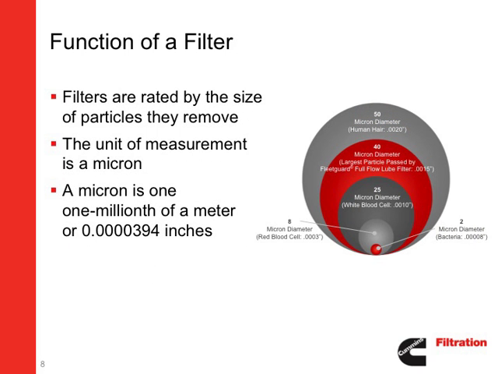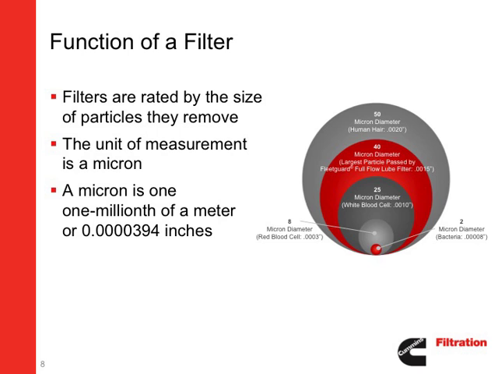As you've learned, filters are rated by the size of the particles they remove. The particulate size is measured in microns. A micron is 1/1,000,000th of a meter, or 394 10/millionths of an inch. In the illustration shown here, you can see that a bacteria is 2 microns in diameter, and a white blood cell is 25 microns in diameter.